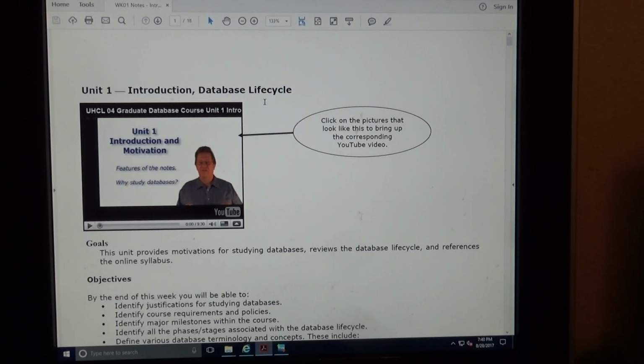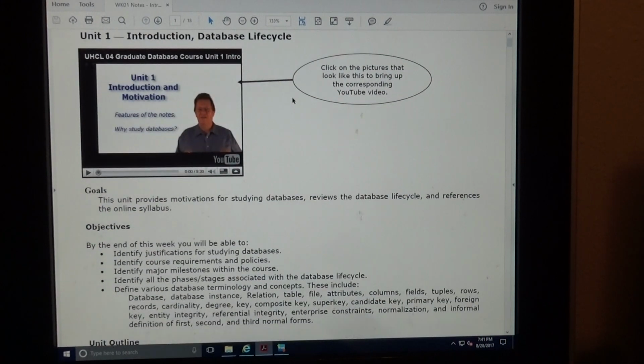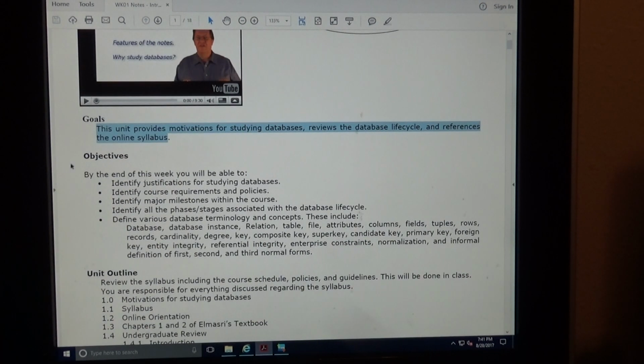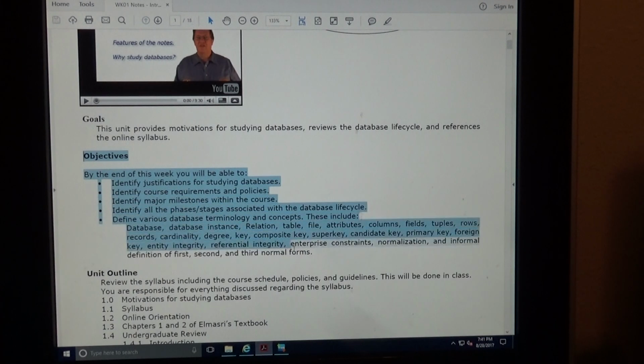Okay, so the first unit here, we're going to look at the Introduction to Databases, Database Lifecycle. And what you'll see in this unit notes and all notes, we'll see the goals, and in this case, this unit provides motivation for studying databases, reviews the database lifecycle, and also references the online syllabus, which was done in a previous video.